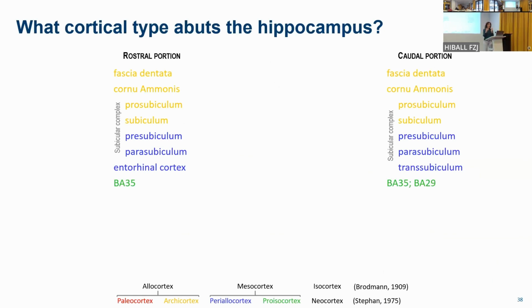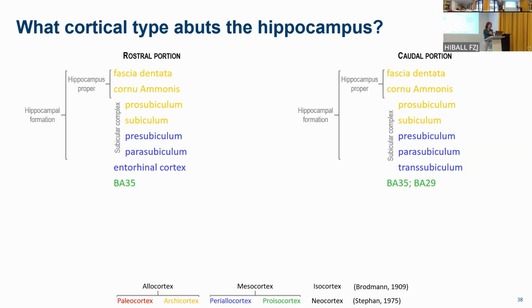If you're looking at the rostral portion of the hippocampus, where we have entorhinal cortex and we have area 35, or if you're looking at the more caudal portion of the hippocampus, where we no longer have the entorhinal cortex, but we do have the transubiculum, and then we have areas 35 and 29, okay? It also depends on your view of what areas should be included in the term hippocampus proper or hippocampal complex.